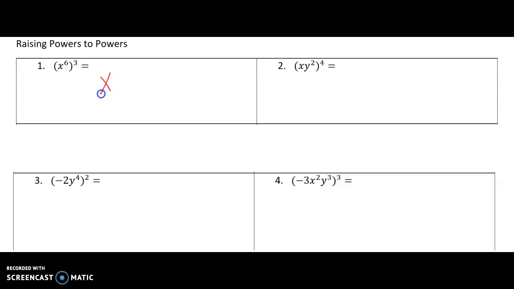x to the sixth times x to the sixth times x to the sixth. That is what it means. It has x to the sixth 3 times. And we learned that here we have 6 x's, 6 x's, and 6 x's. So in total, we have 18 x's.